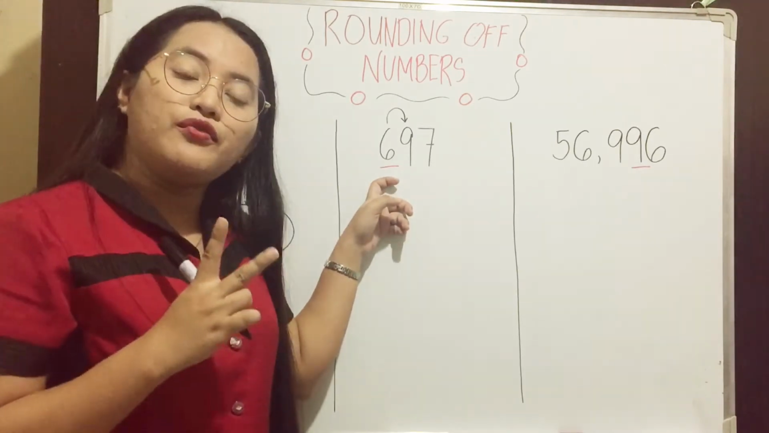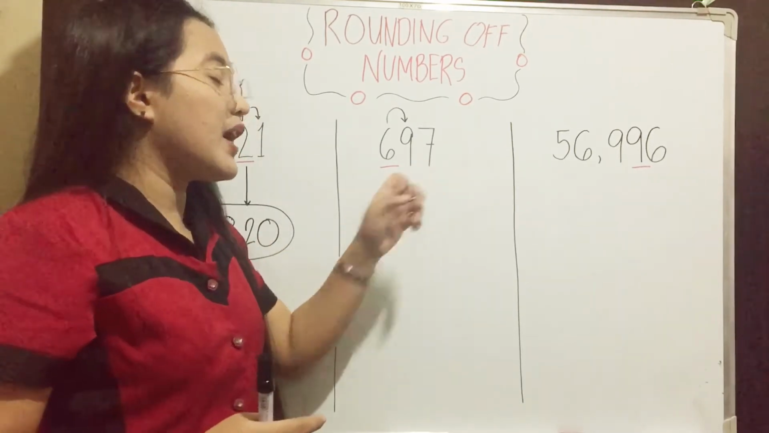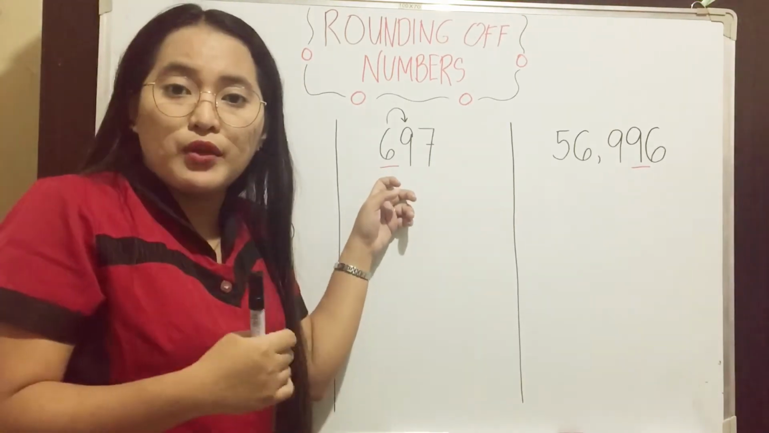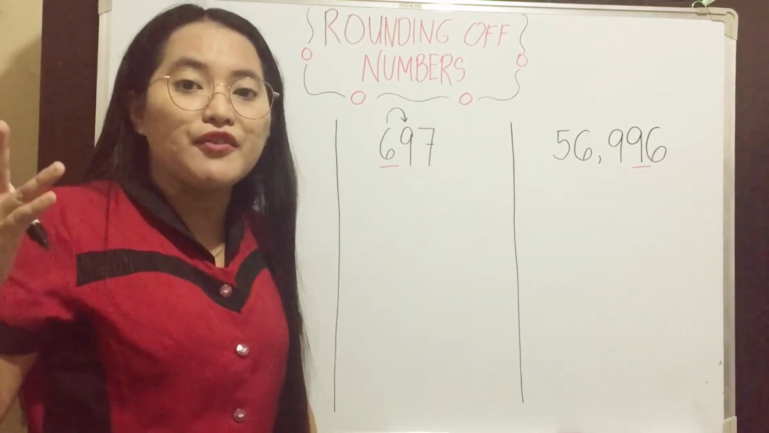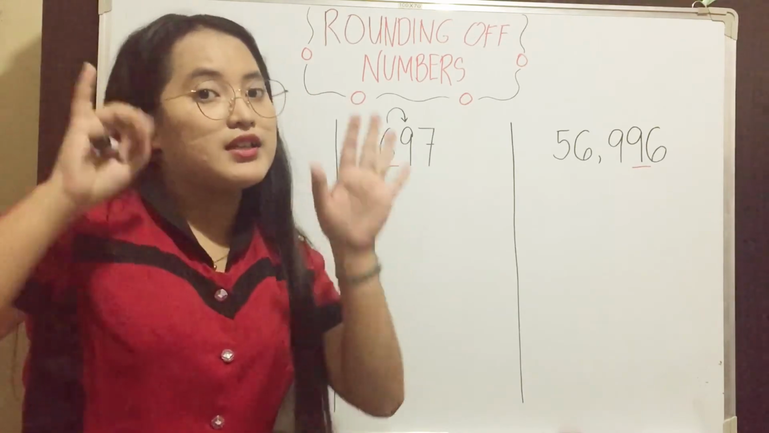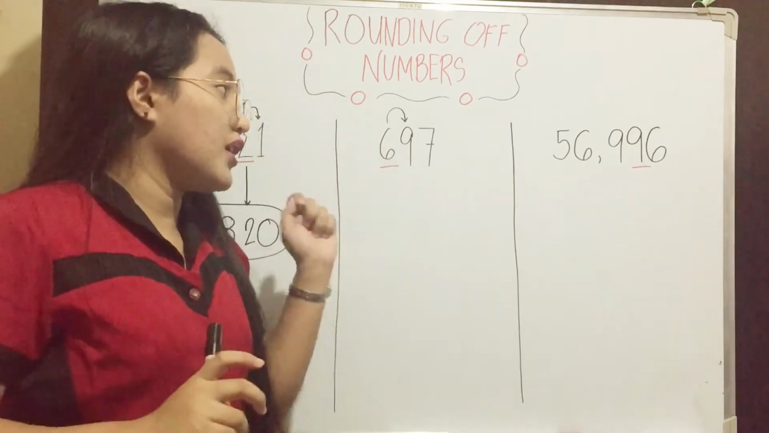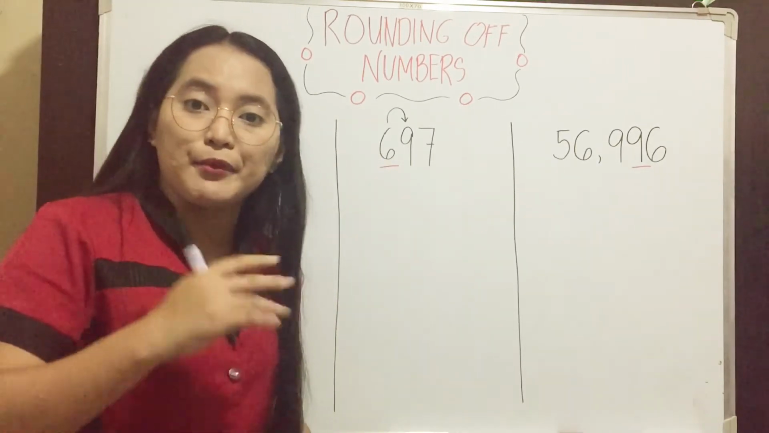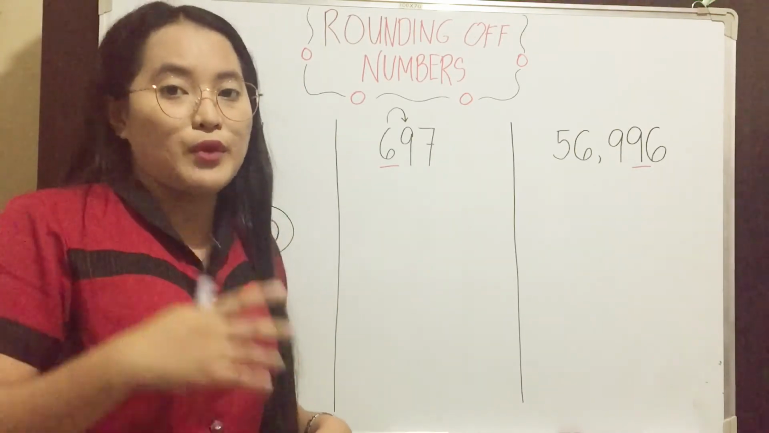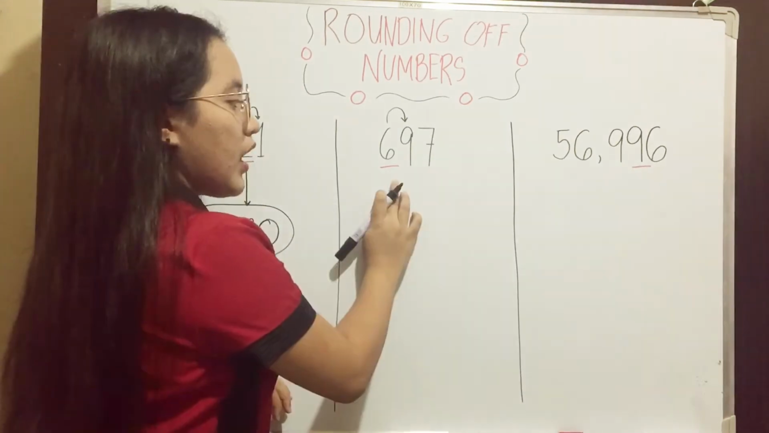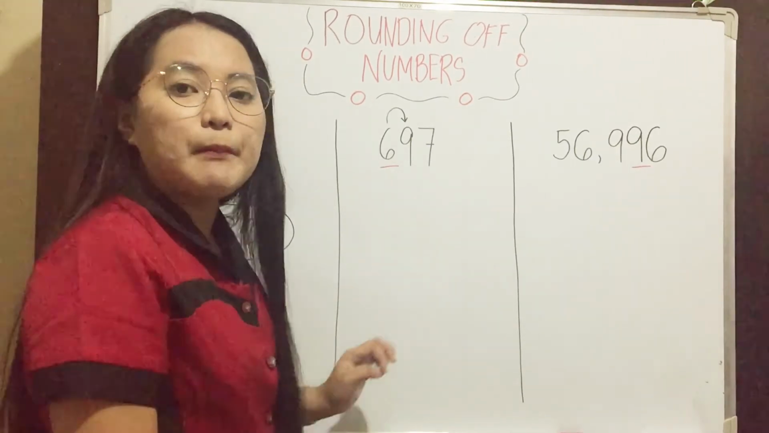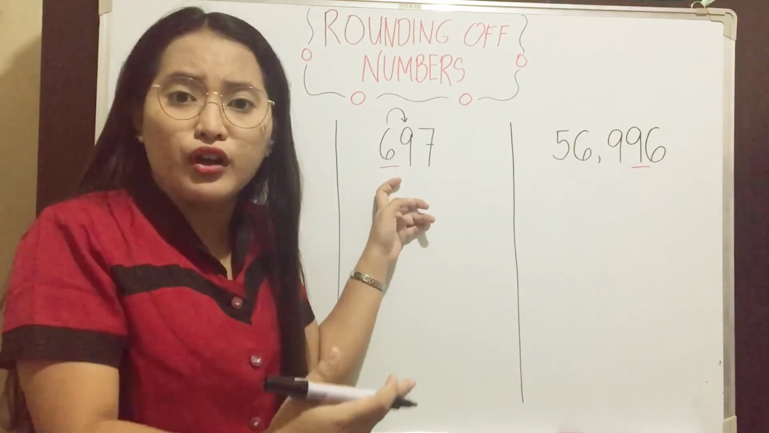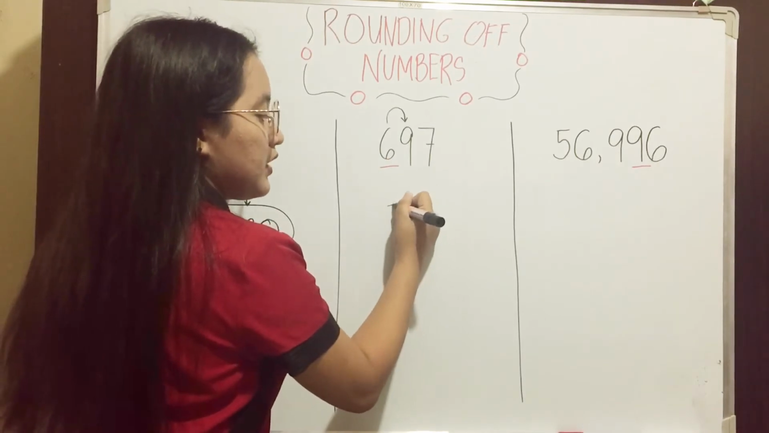According to the second rule of rounding of numbers, if the number at the right side of the underlined number, which is 6, is 5 or more than 5, when we say more than 5, 6, 7, 8, and 9, then we will add plus 1 to the underlined number. 9 is the number at the right side of 6, so 6 plus 1 will be 7.